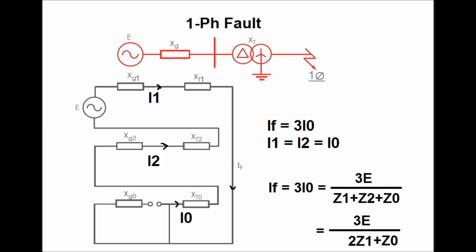Since IF is equal to 3I0 and I1 is equal to I2 is equal to I0, IF is equal to 3E divided by Z1 plus Z2 plus Z0. Z1 is the positive sequence impedance, which is the sum of all positive sequence impedances of the generator and transformer. Z2 is the sum of negative sequence impedances of generator and transformer, and Z0 is Xt0. Now for generator and transformer, the negative sequence and positive sequence impedances are equal, and also for the transformer the zero sequence impedance and positive sequence impedance are equal. So we can write 3E divided by 2Z1 plus Z0, that is the fault current.